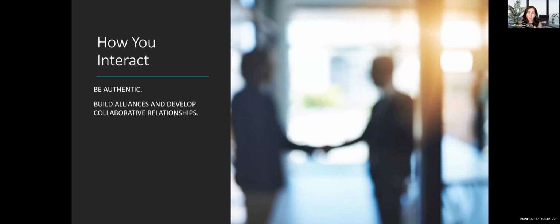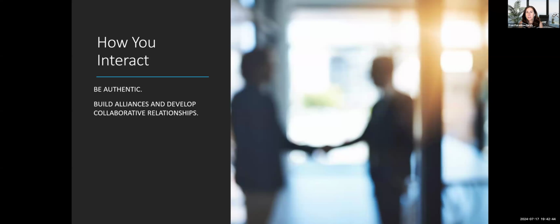And so part of that authenticity is willing to share your knowledge with others, but also equally willing to acknowledge when you don't have the answers, but committed to getting the information.